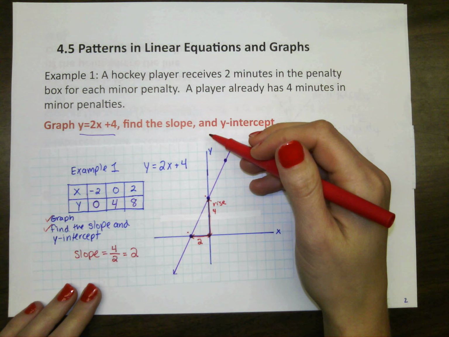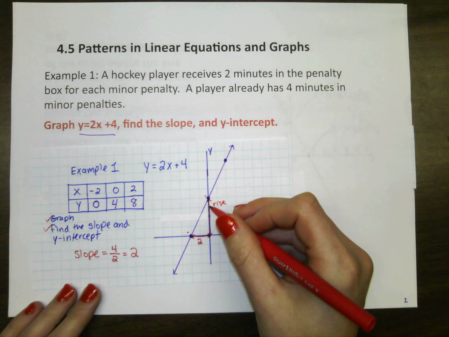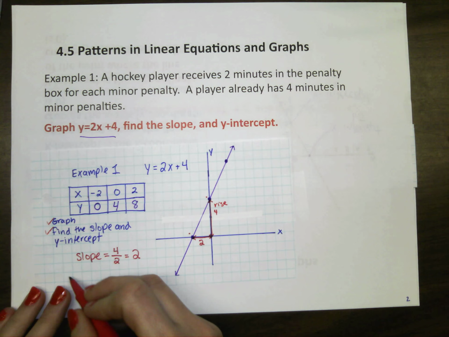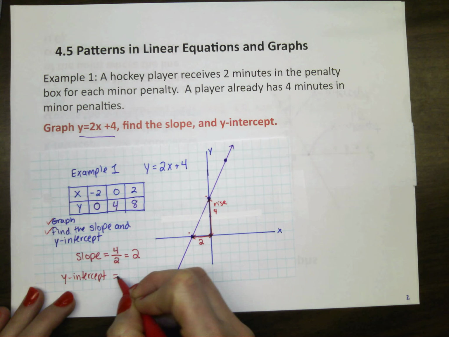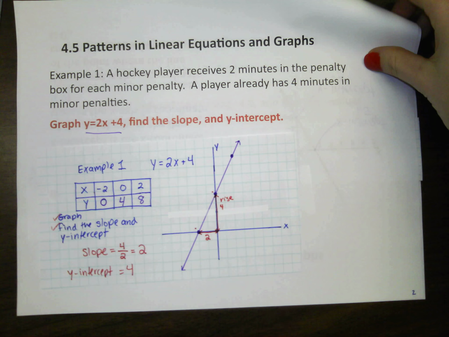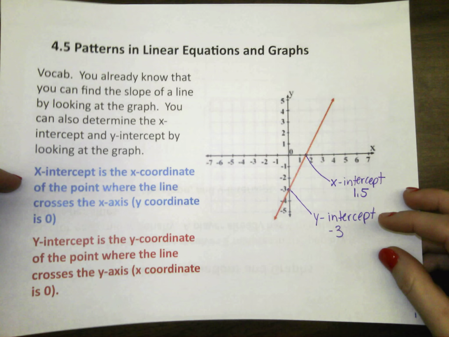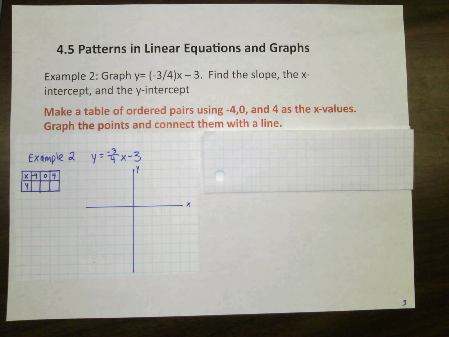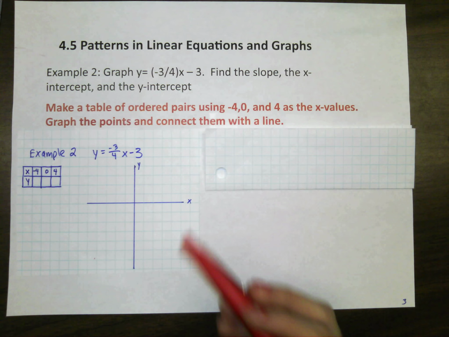And then they also want us to make sure, so we graphed it, we found the slope, but what's the y-intercept? Remember, our definition of the y-intercept is the value at which it crosses the y-axis. So in this case, it crosses at 4. So our y-intercept equals 4.